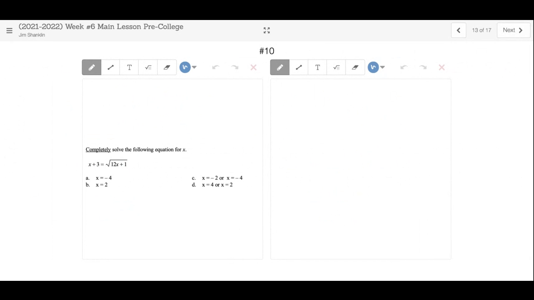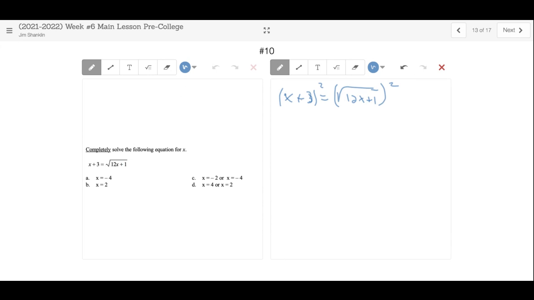Here is probably one of the hardest problems, and I do have a problem like this on the assessment. The radical is isolated, but I have an x on both sides now. When you have an x on both sides, it's not going to be an easy problem, because you're going to end up having to square both sides. So if I had x plus 3 is equal to the square root of 12x plus 1, the radical is isolated. There's no numbers on the outside, so I'm just going to square both sides now.